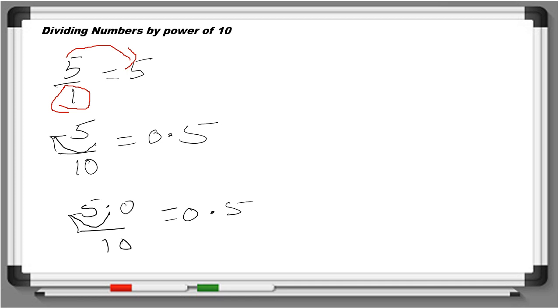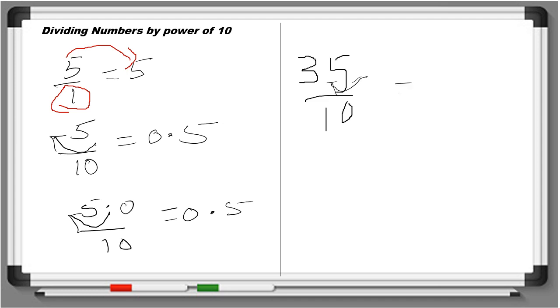Arabic students, see here, when I divide khamsa by ashra, the decimal shifts wahid place from yamin to yasar, and it becomes 0.5. Now suppose, boys, I take 35 and divide it by 10. You see here what happens when I divide 35 by 10: the decimal moves one place and you will get 3.5. So whenever you divide any number by 10, the decimal moves one place from right to left.